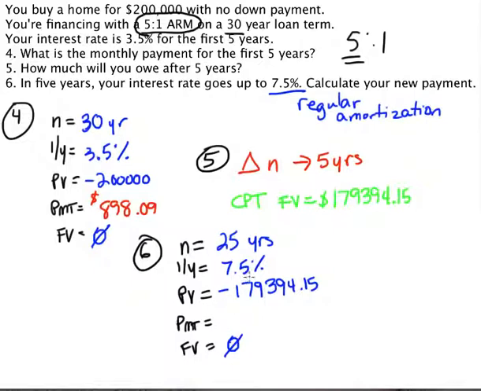So I'm going to change N to 25. 25, 2nd N, 7.5, I/Y. I have changed my future value. My present value is $179,394.15. And my monthly payment is $1,325.71. So that is our year 6 payment. Hope that helps.